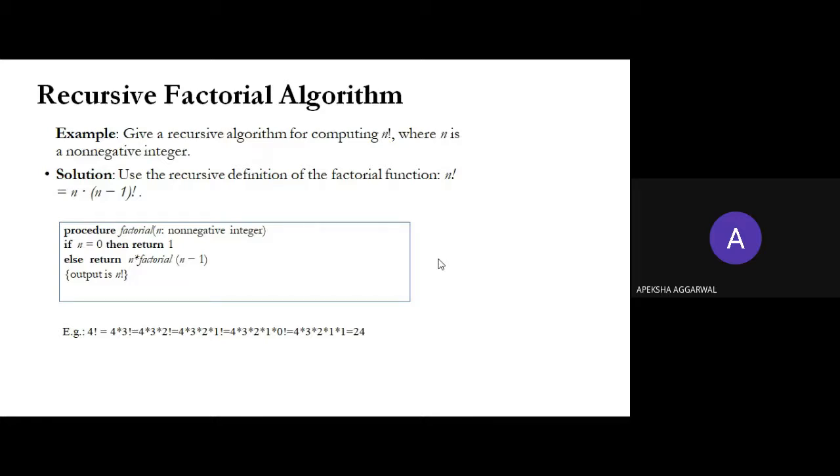Recursive factorial algorithm. This you have already programmed, right? n into factorial n minus 1. You are just calling the factorial function with n minus 1 as input, and you have a basic condition. If n is equal to 0, then return 1. Otherwise, you keep on calling with n minus 1. Right? This algorithm is clear to everyone? You have already done it in C programming, I guess.